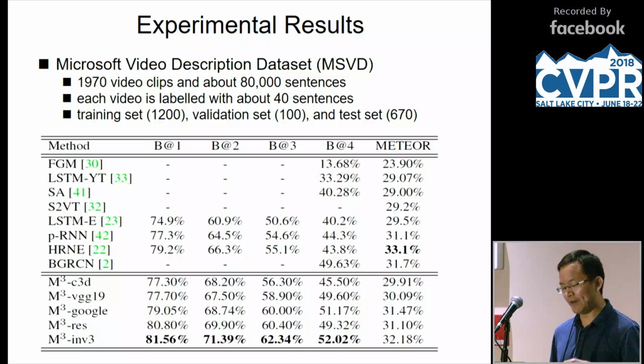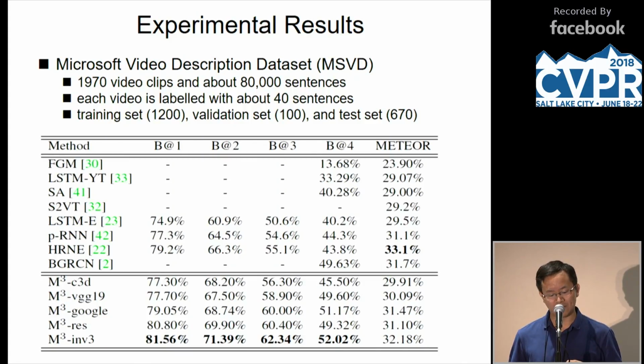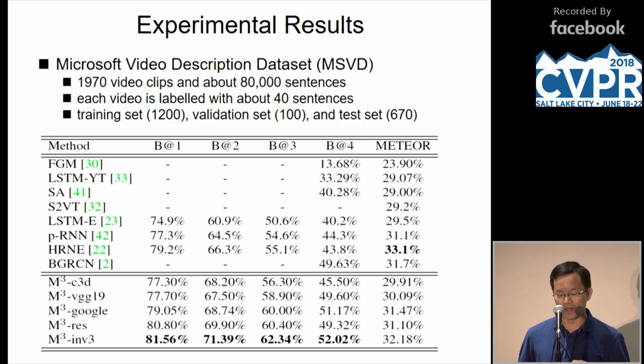To verify the effectiveness of our model, we perform extensive experiments on MSVD dataset. This dataset is a widely used benchmark for video captioning, which consists of 1,917 video clips and 80,000 sentences. The table shows the performance comparison with the other 10 state-of-the-art methods using single visual feature on this dataset. From the comparison results, we can see that our model performs much better than the other methods in many evaluation metrics.